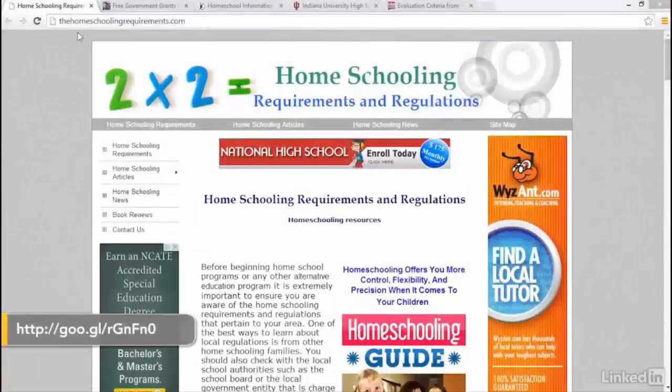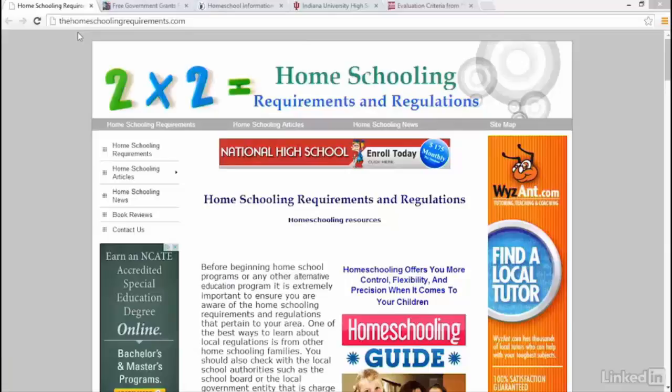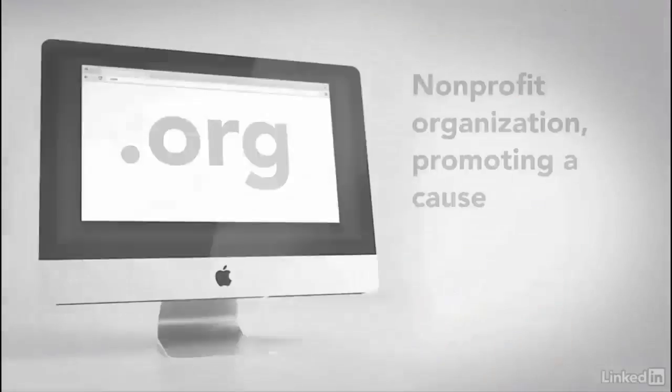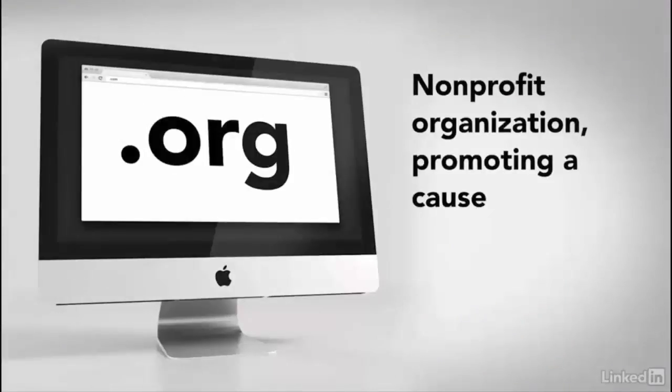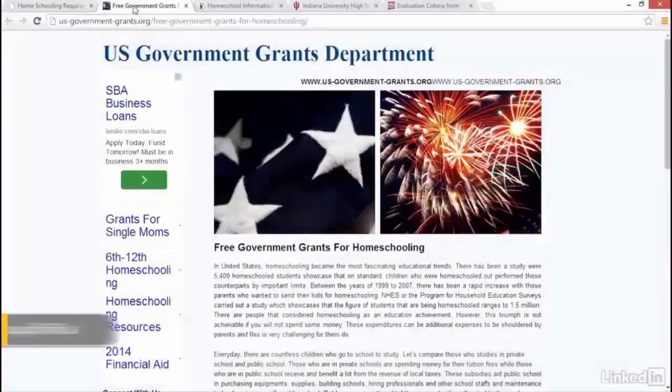For example, this site could provide valuable information, but you would recognize that one purpose of it is to sell something. .org is a nonprofit organization that's promoting a cause. In this example, even though we see the words U.S. government, the actual site is .org, so a cause is being promoted and it isn't a government site.